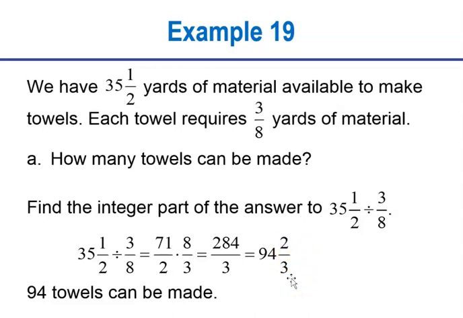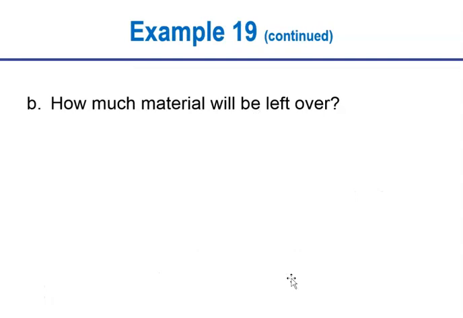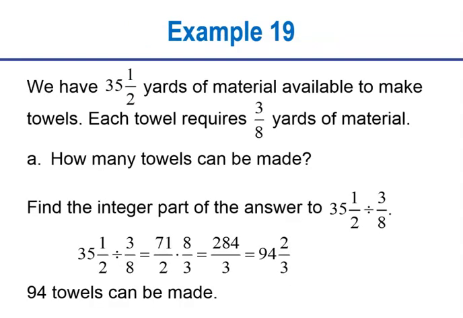But there's another part to this question. Part B, how much material will be left over? Now, your first thought, you're thinking 2/3 would be left over. Is that right? Let's go back and look at our result. We've got 94 2/3 towels. Not 2/3 of a yard of material. That's 2/3 of a towel left over.